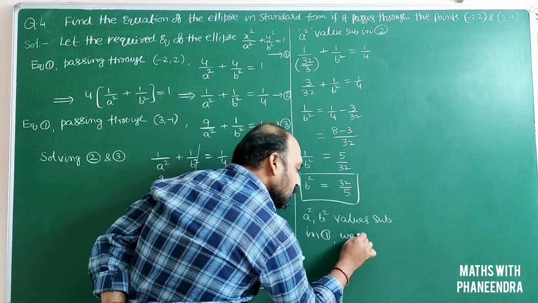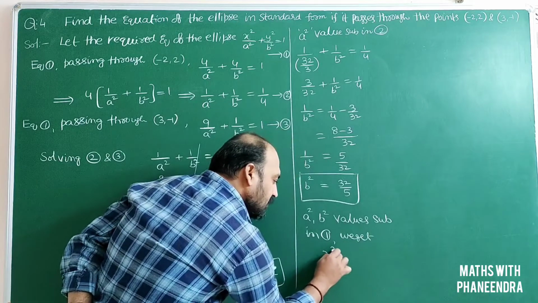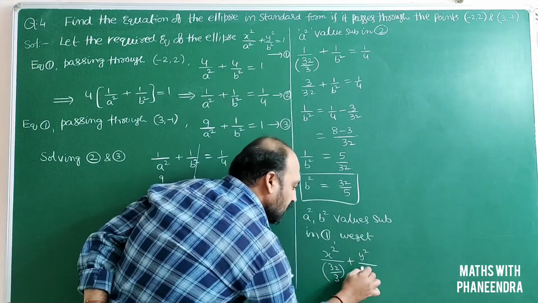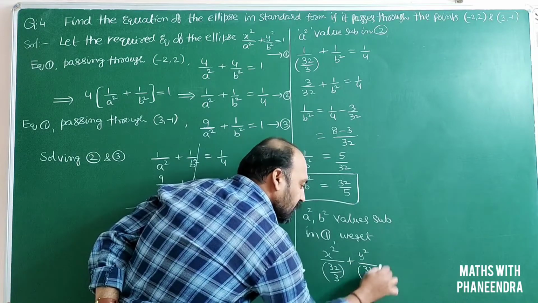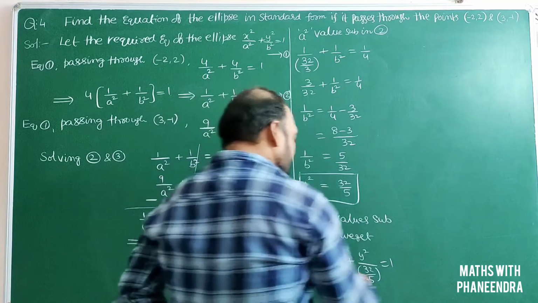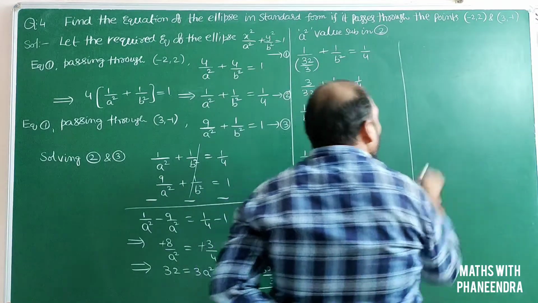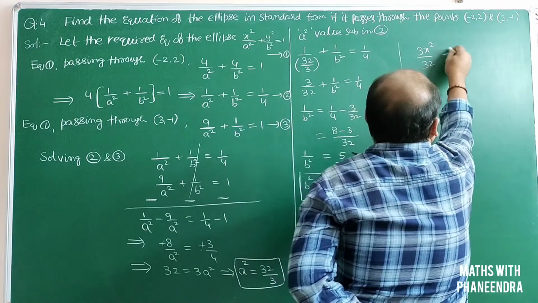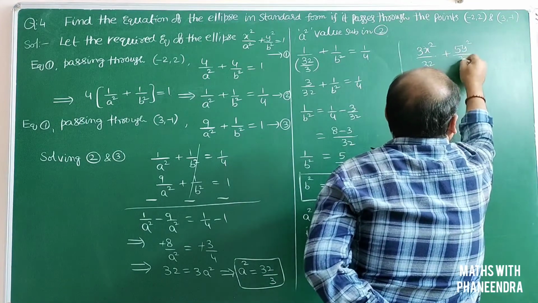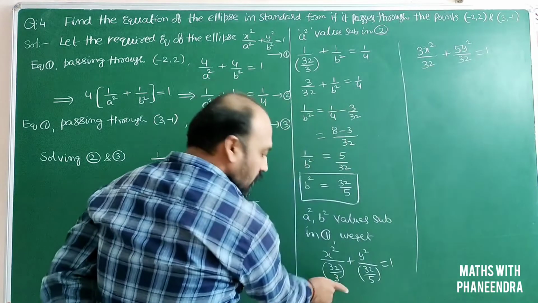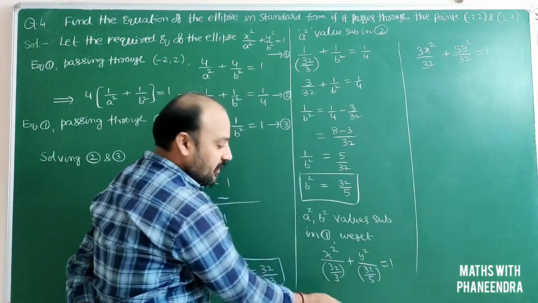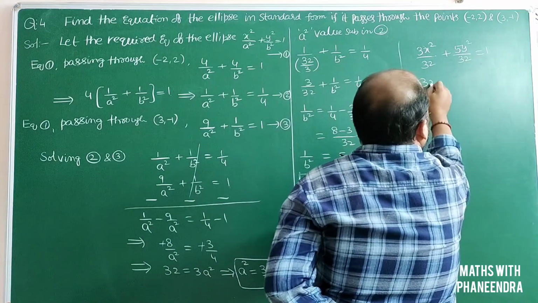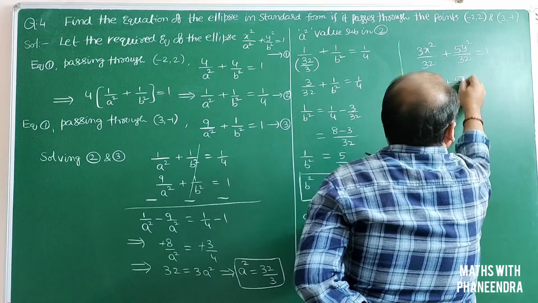We get x square by 32 by 3 plus y square by 32 by 5. If you want to express it in the standard form only, you can leave it like this. But still, 3x square by 32 plus 5y square by 32 equal to 1. Denominator of denominator, numerator. So 3x square by 32, 5y square by 32. Take LCM 32. So 3x square plus 5y square equal to 32.